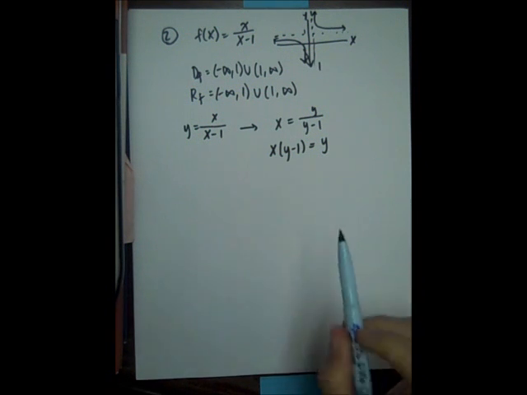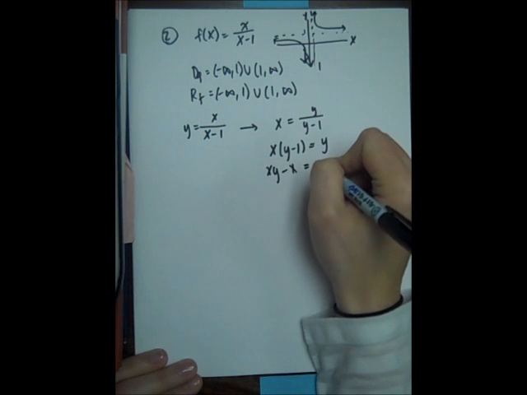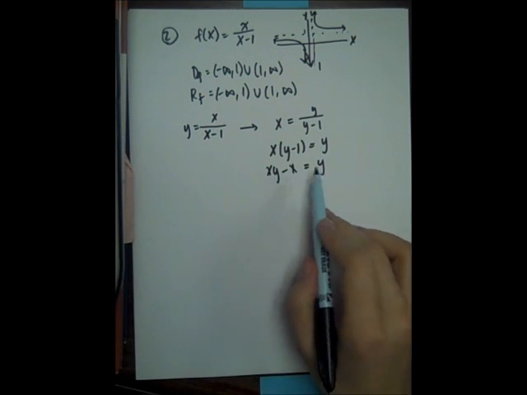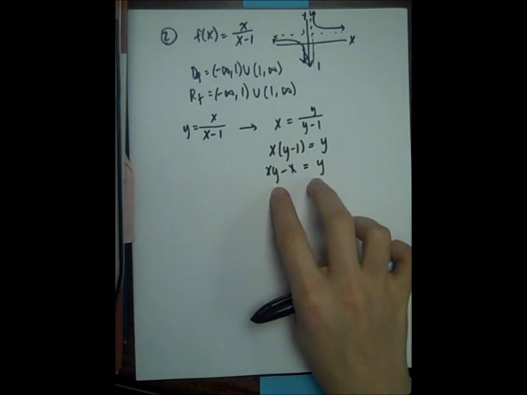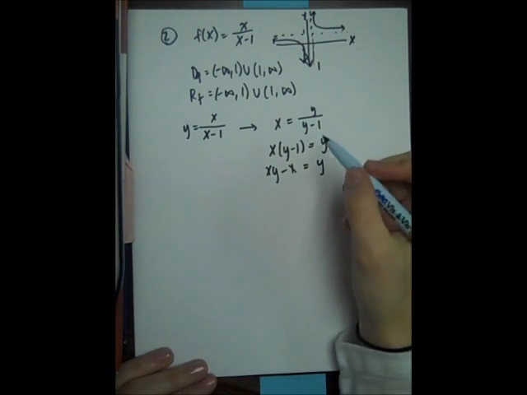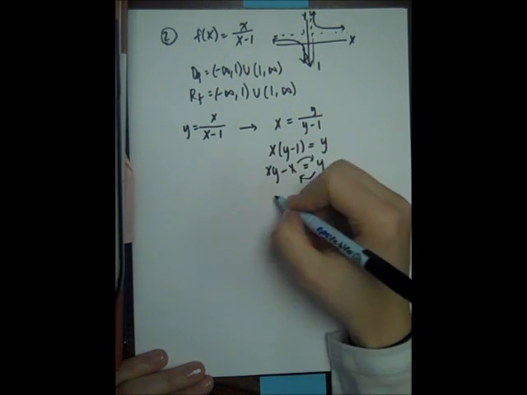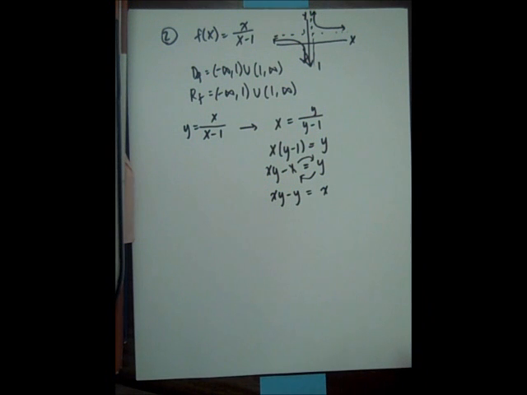And now let's go ahead and distribute that x. So I have xy minus x is equal to y. Okay, what's the problem here? Why can't I just easily solve for y? Well, the problem is that I have y on both sides of the equals. So what I can do is put everything with a y on one side, everything else on the other. So I'm going to move this y to the other side and move this negative x over there. So I'll get xy minus y is just x.